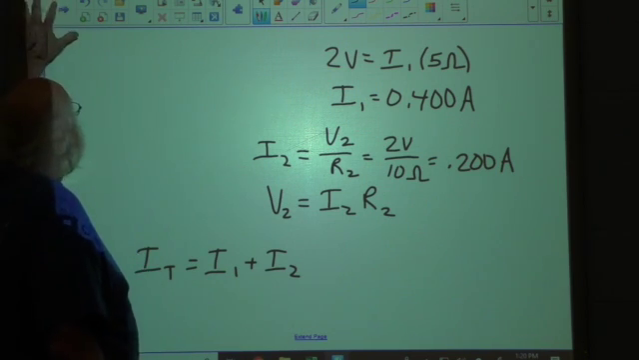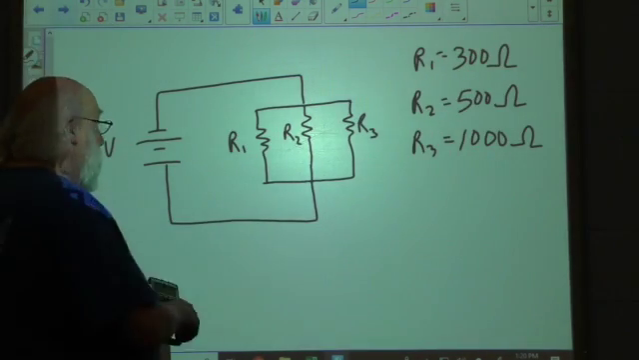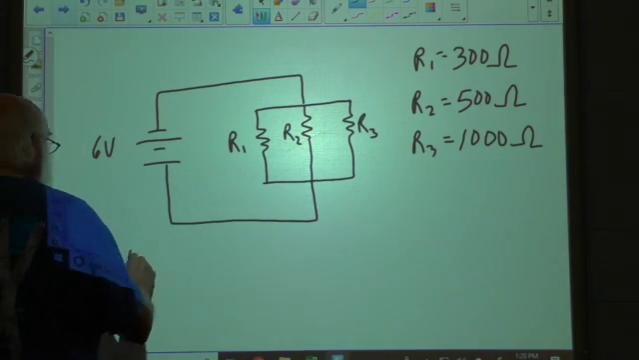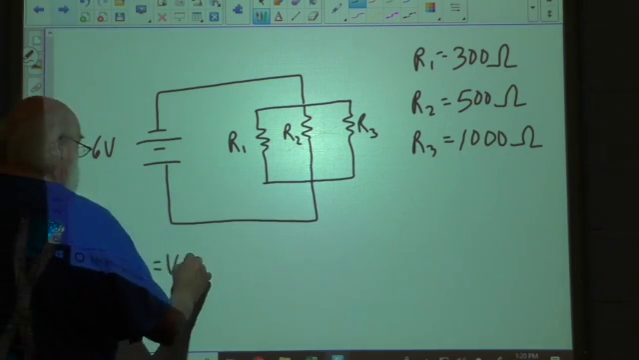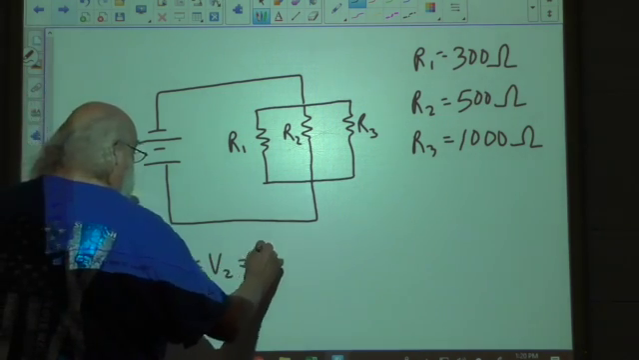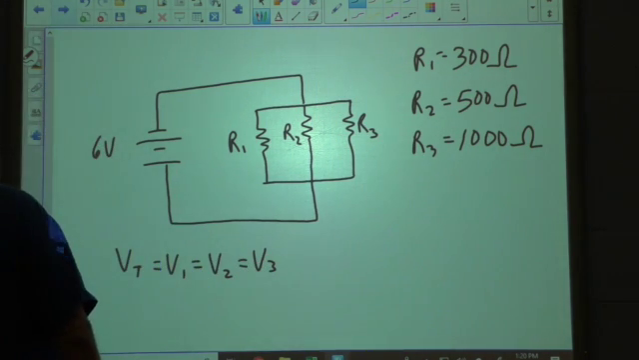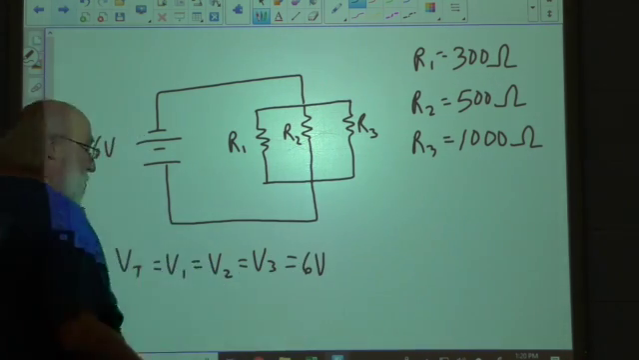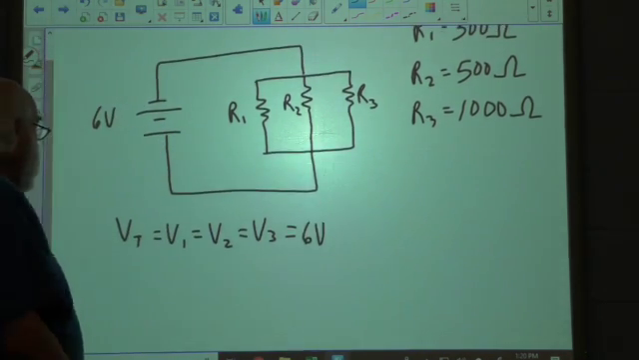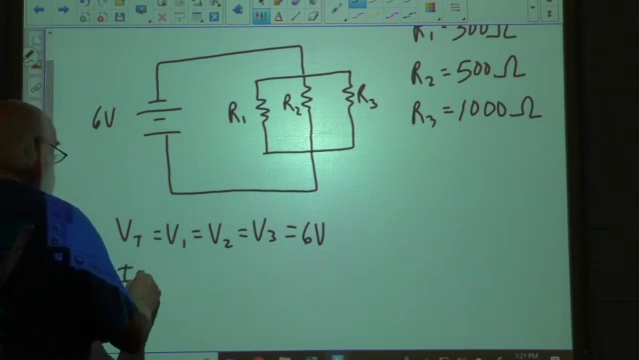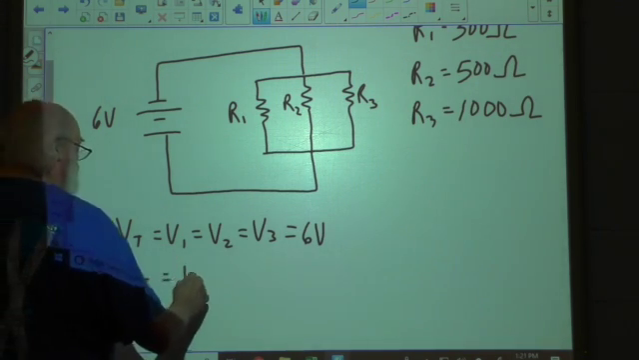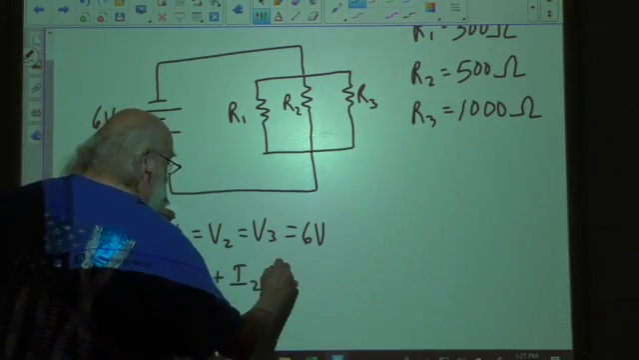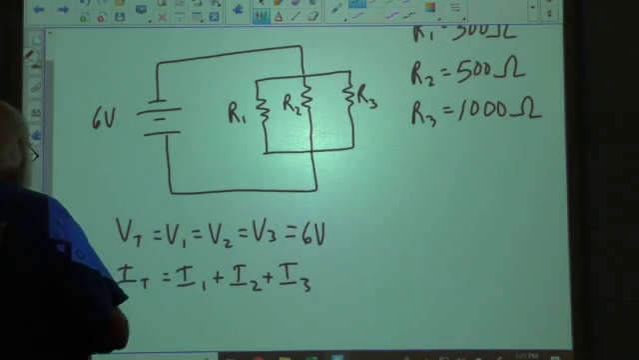So let's take a look at another scenario. Now we can start putting in stuff that we're well aware of here. We know that V total equals V1 equals V2 equals V3. And so that means then that they're all going to be equal to 6 volts. That we know. We also know that I total is equal to I1 plus I2 plus I3. And we'll work on that in just a little bit.